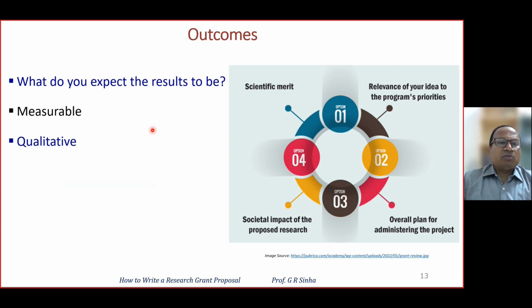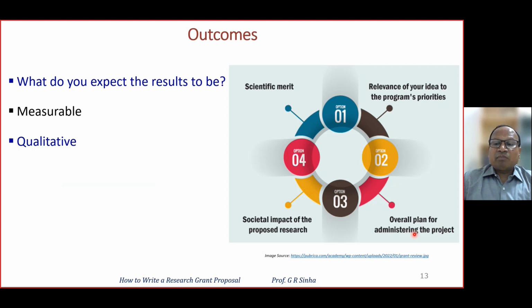Remember, your outcomes must be measurable. Don't claim what is not measurable. So write expected outcomes that are measurable and qualitative also. The evaluation of outcomes must be made in terms of some quality. So outcomes must be quality outcomes. They must have some scientific merit. They must have relevance of your idea to the priorities.